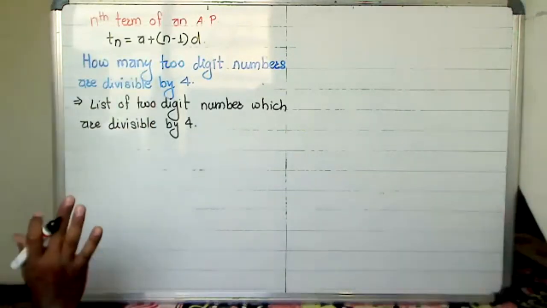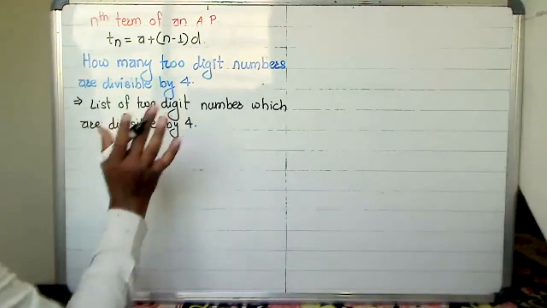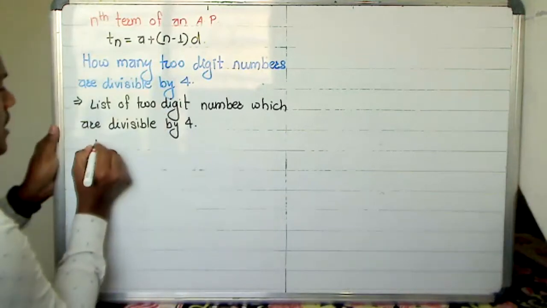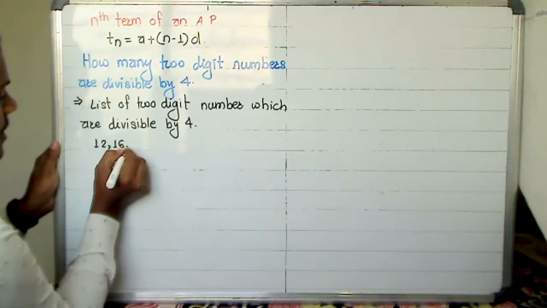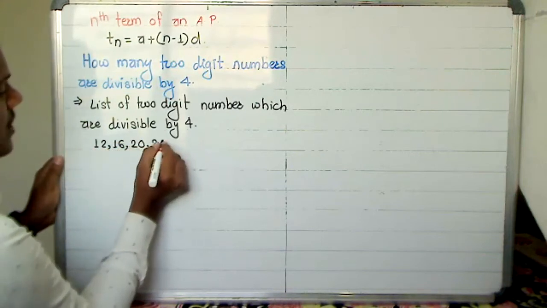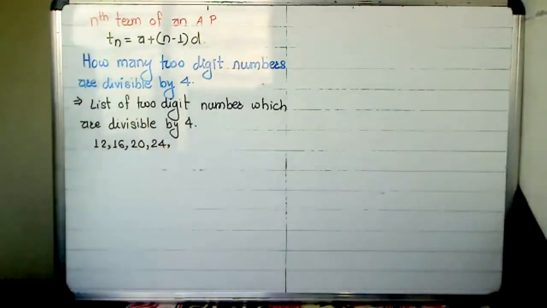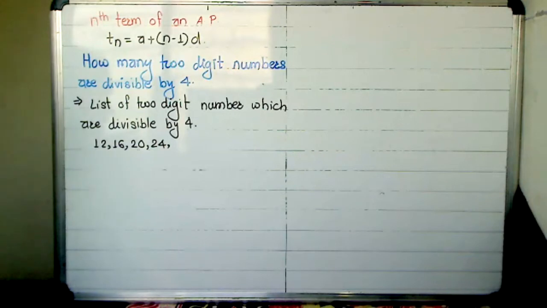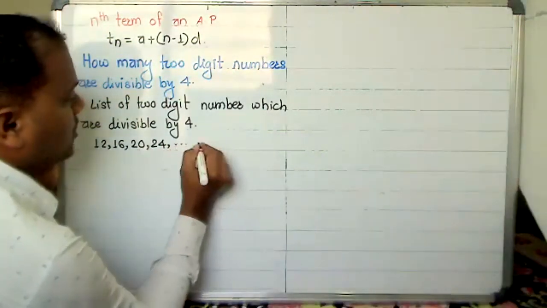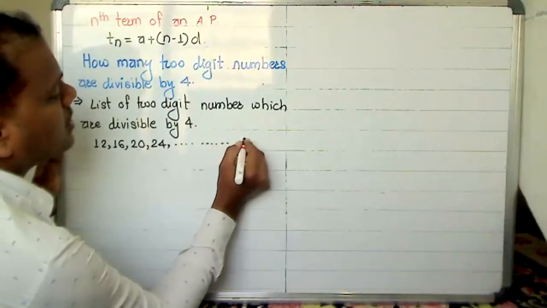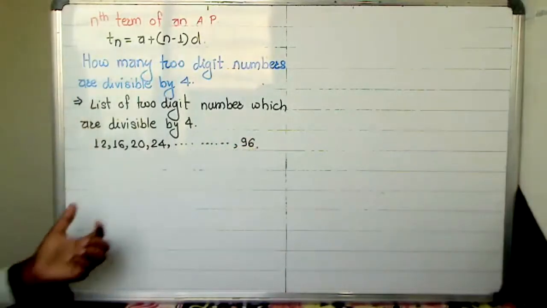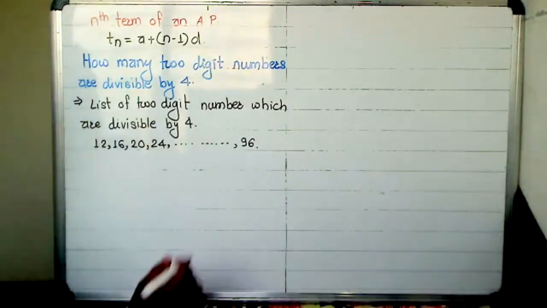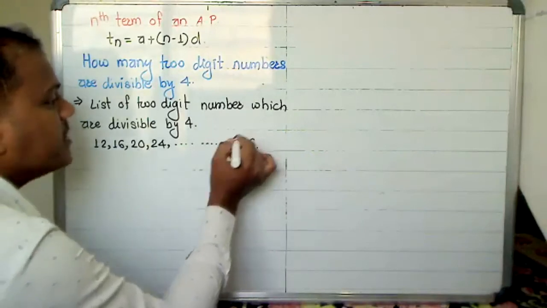The first two digit number which is divisible by 4 is 12, then 16, then 20, 24. Actually, we don't need to write all the numbers. And the last two digit number which is divisible by 4 is nothing but 96. So our sequence will stop here. Now we have to find the number of terms.